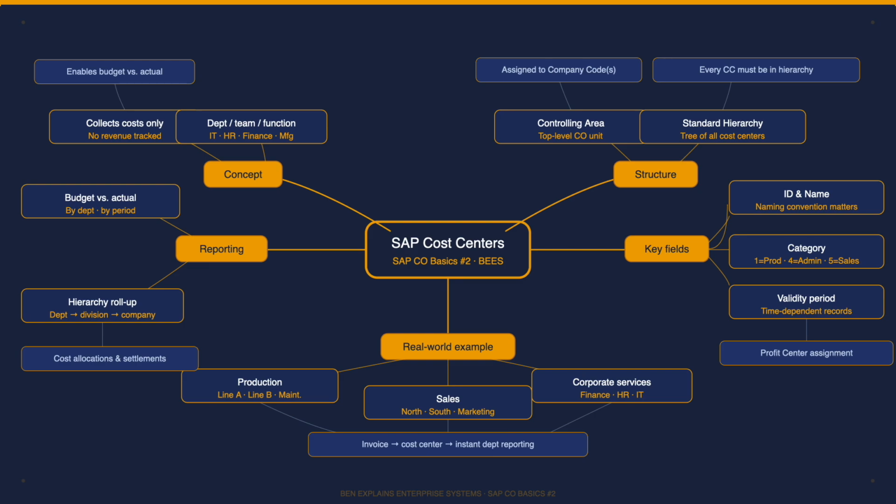In the next episode, we will look at internal orders. That's another key controlling object that works alongside cost centers, but with a very different purpose.